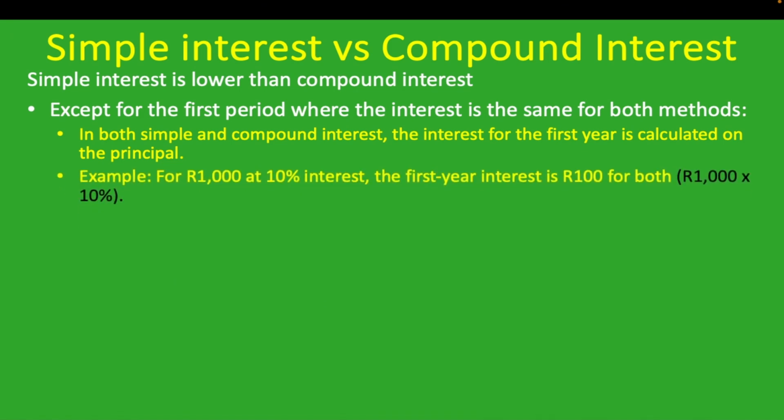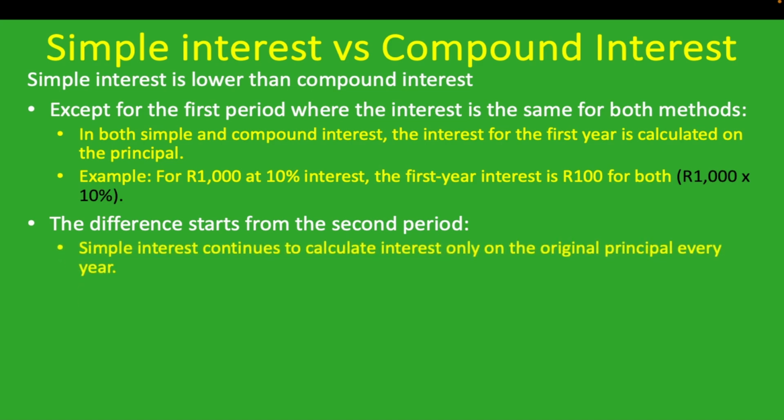So here's an example. For 1,000 Rand at 10% interest, the first year interest is 100 Rand for both. That would be 1,000 Rand times 10%, which will give you 100 Rand interest. And that would be the same for both simple interest and compound interest. The differences, however, start from the second period, because in the first period interest has already been earned. That is where the interest under the compound interest method will be higher than the interest under simple interest.